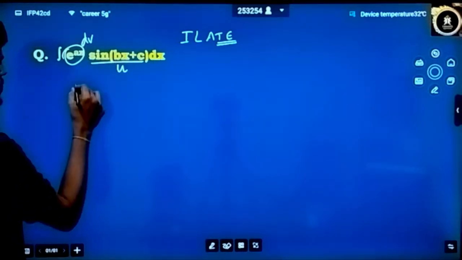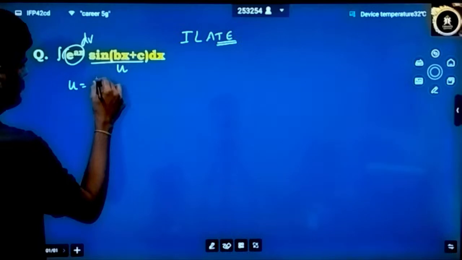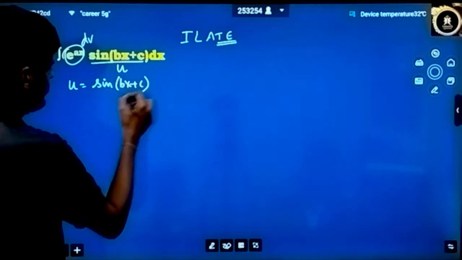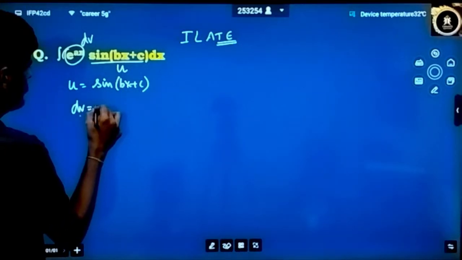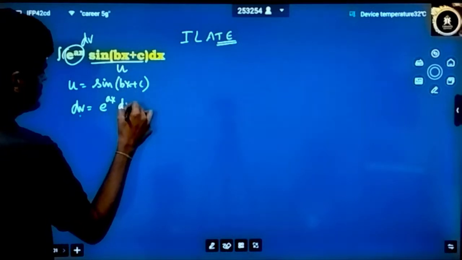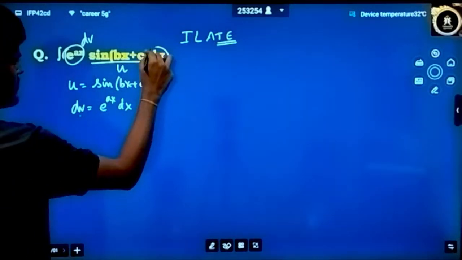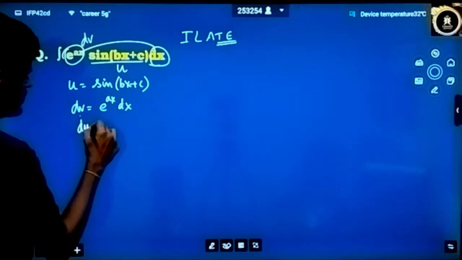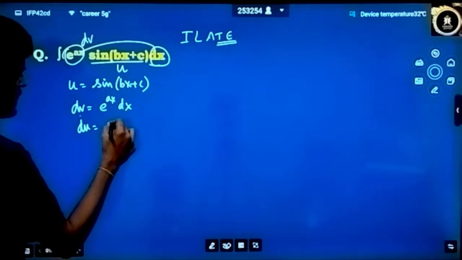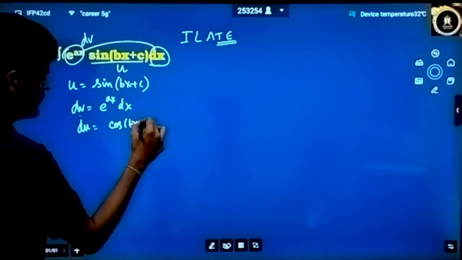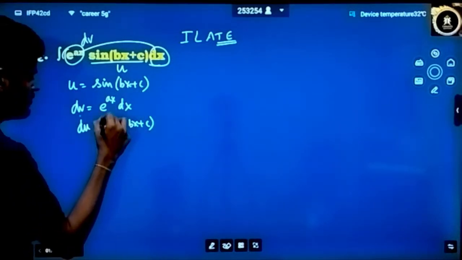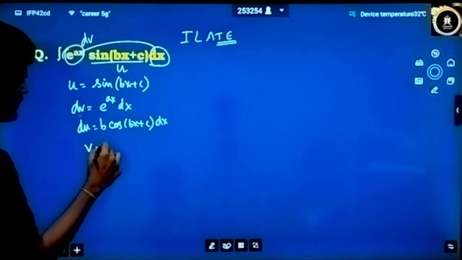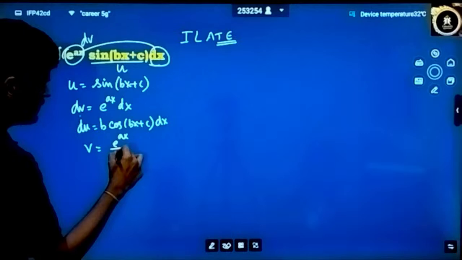Now how to solve? u is equal to sin of bx plus c. That means dv will be equal to e power ax dx. This portion will be together dv. That means du will be equal to the differentiation, that will be cos of bx plus c into b dx. Now what will be the integral of dv, that is v, that is equal to e power ax divided by a.